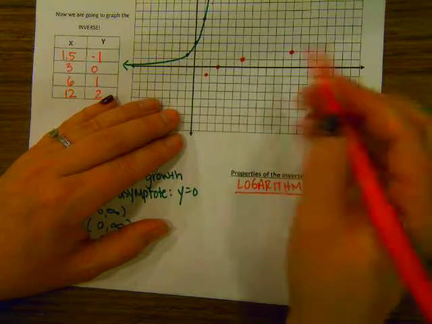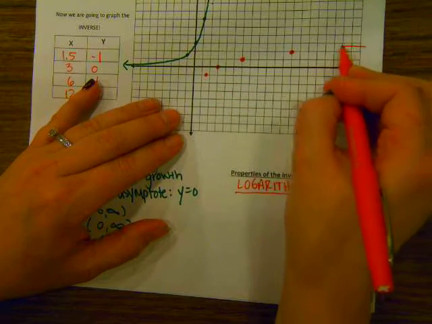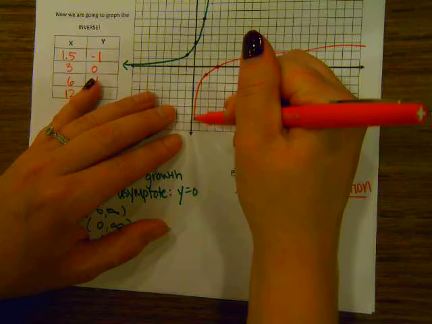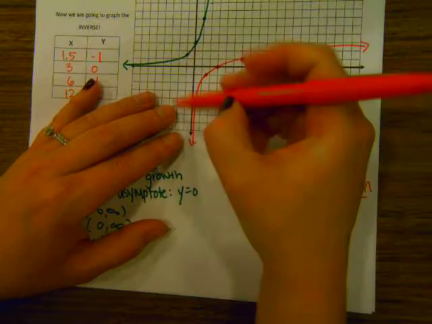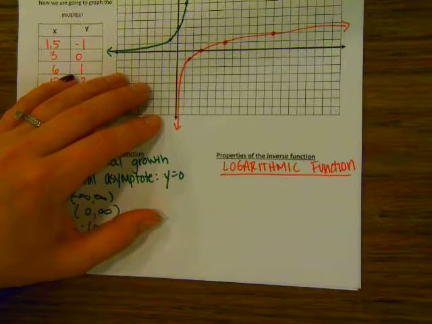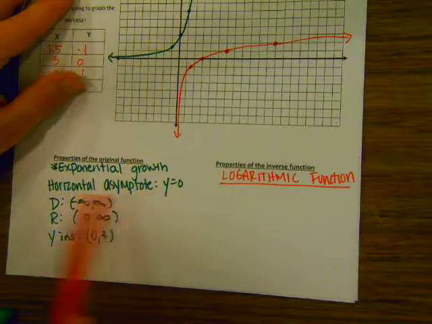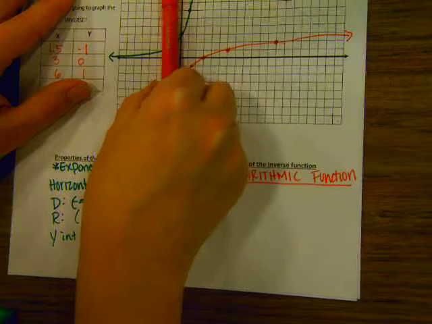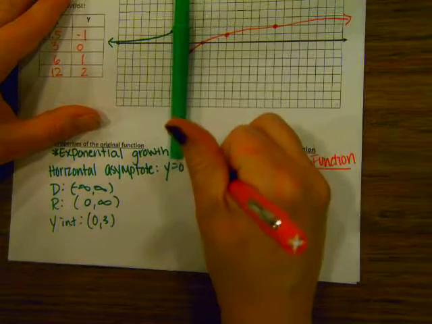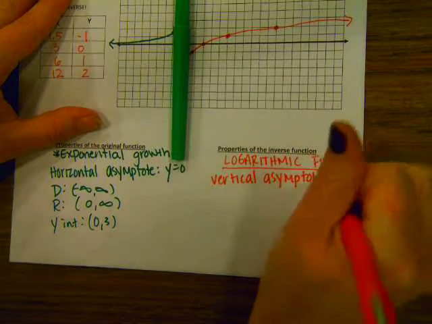So you can see this one is not going in the same direction as the original exponential function. This one's going to look something like this when you connect the points. Now, it's not going to actually cross the y-axis. So right away, this inverse of the exponential is not going to have a horizontal asymptote if it's never going to cross the y-axis. Instead, it's going to have a vertical asymptote. So these log functions always have a vertical asymptote.